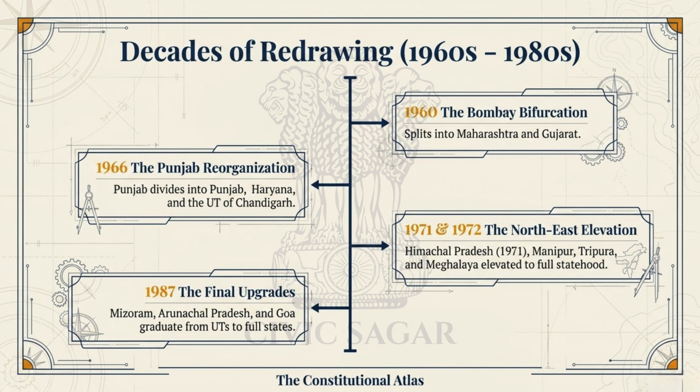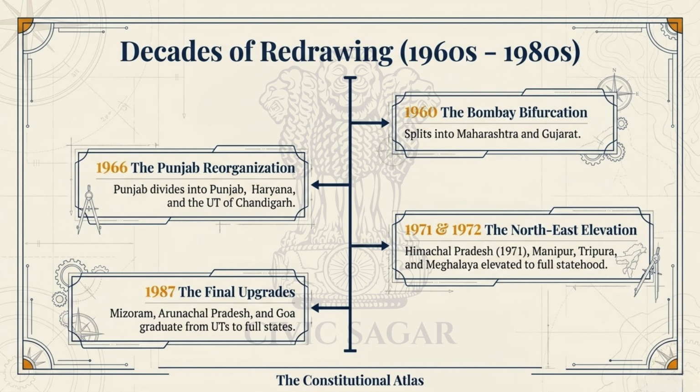Following the initial establishment of our modern administrative baseline, the following decades witnessed continuous evolution to better serve regional identities and administrative needs. In 1960, the Bombay state was bifurcated, giving rise to the states of Maharashtra and Gujarat. By 1966, the Punjab reorganization took place, leading to the creation of the state of Haryana and the Union Territory of Chandigarh, while Punjab retained its distinct identity.